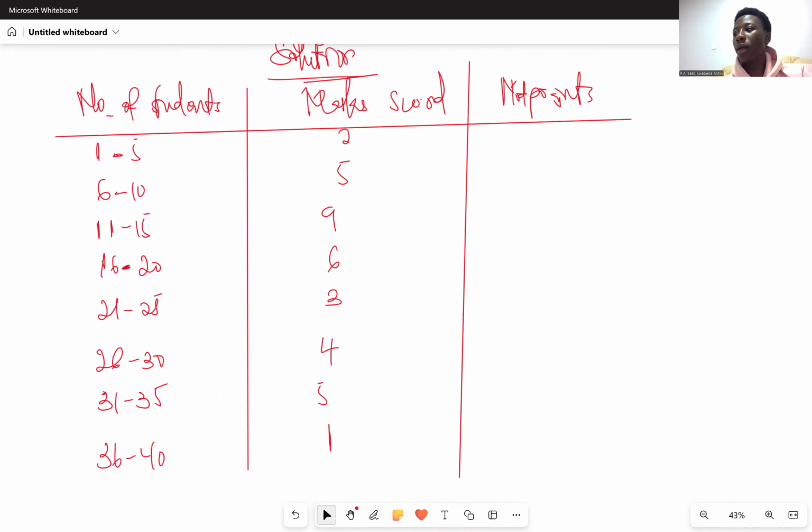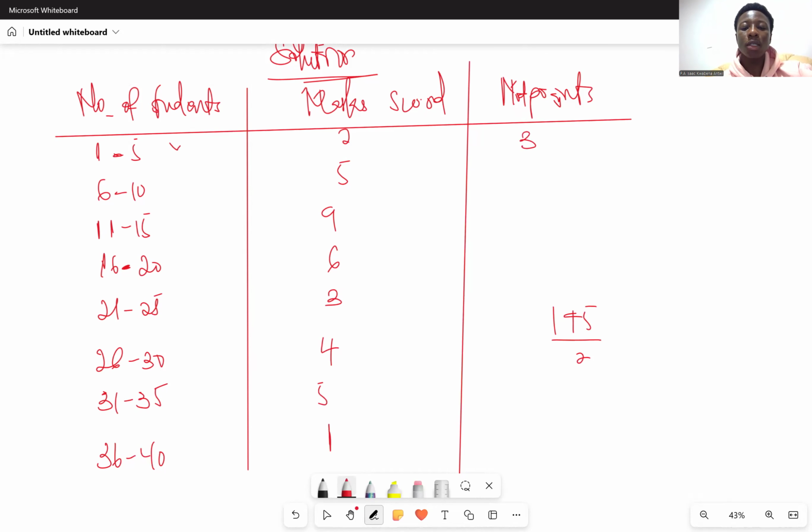So you take your calculators, you add the numbers, you find the midpoint. So how would you do that? Just add the numbers, 1 plus 5, right? To find the midpoint, add the lower class limit to the upper class limit, then divide by 2. So 1 plus 5 is 6. 6 divided by 2 is what? 3. Do the same for the rest.